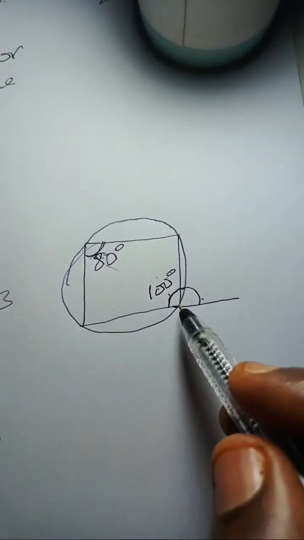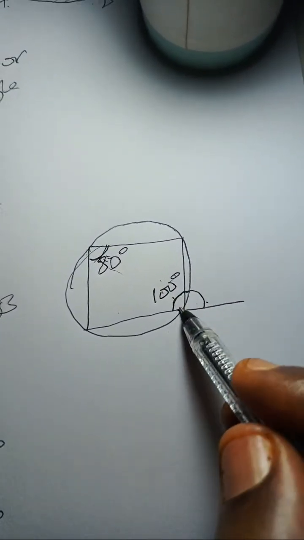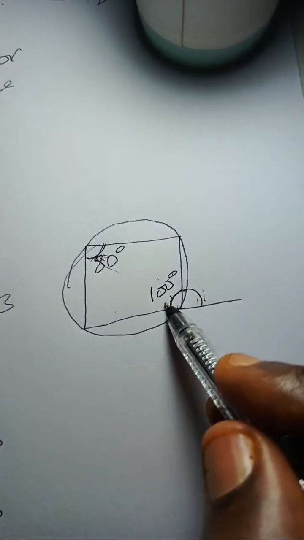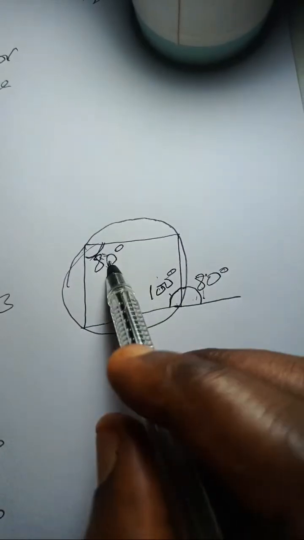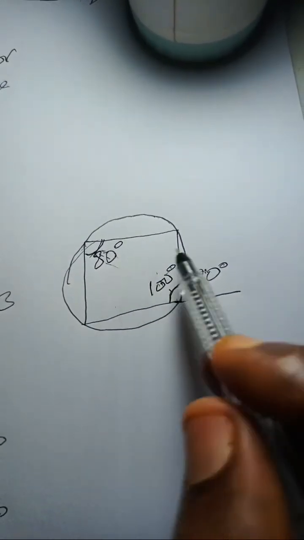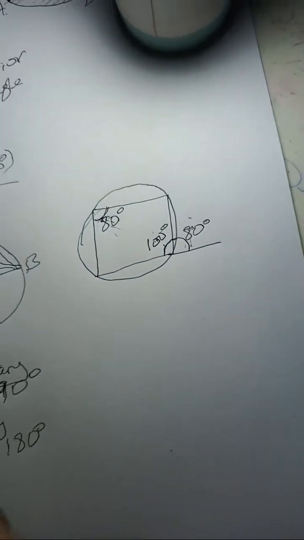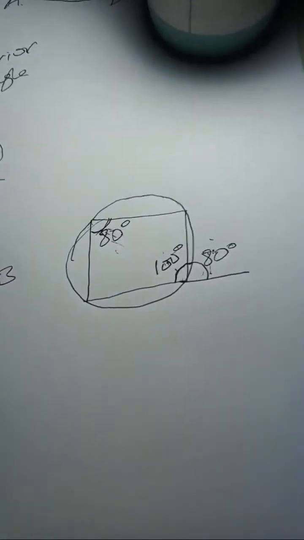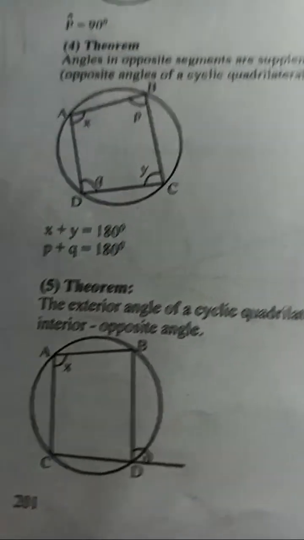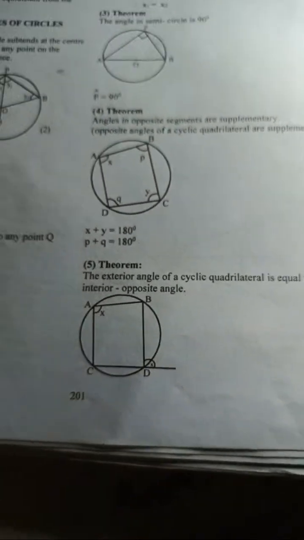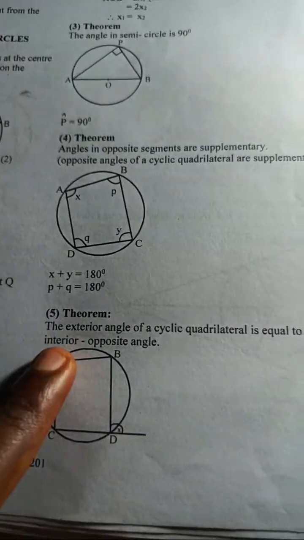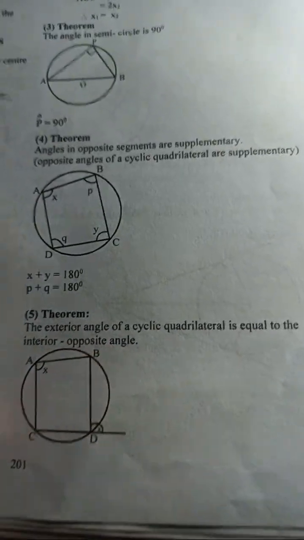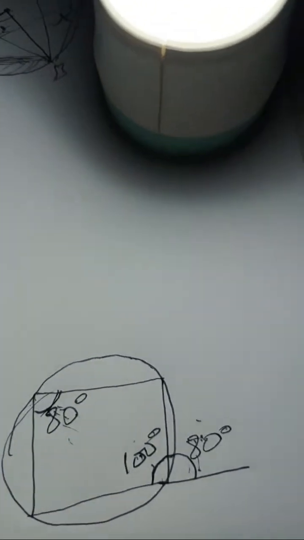At the same time, the sum of angles on a straight line, mind you, must be 180. So taking this away from 180, this must be 80. You can now see that this and this will always be the same. So that's what theorem 5 is telling us, that the exterior angle of a cyclic quadrilateral is equal to the interior opposite angle. Okay, so that's what I've explained there, and it's very, very simple.